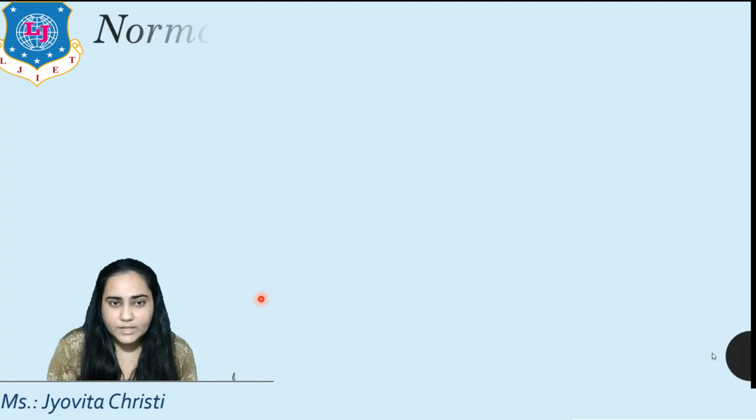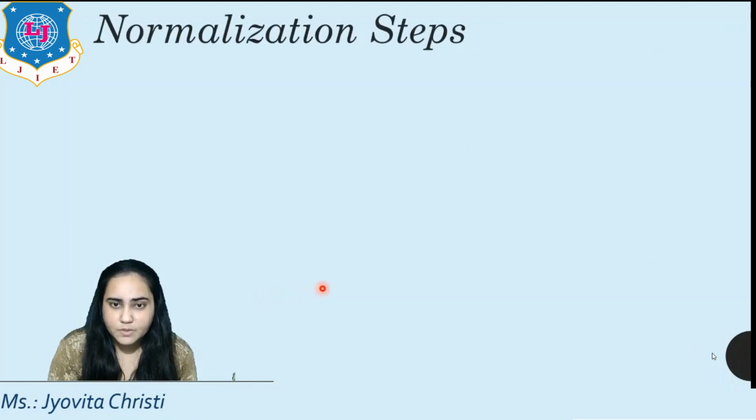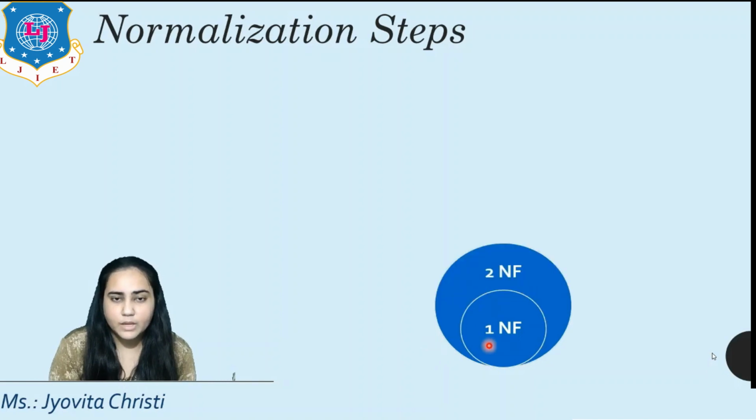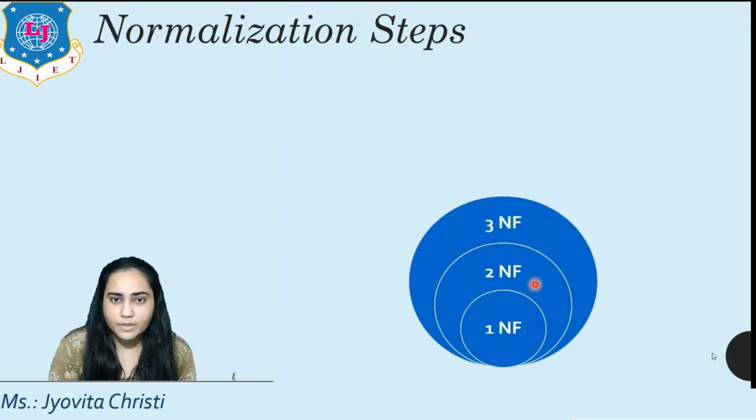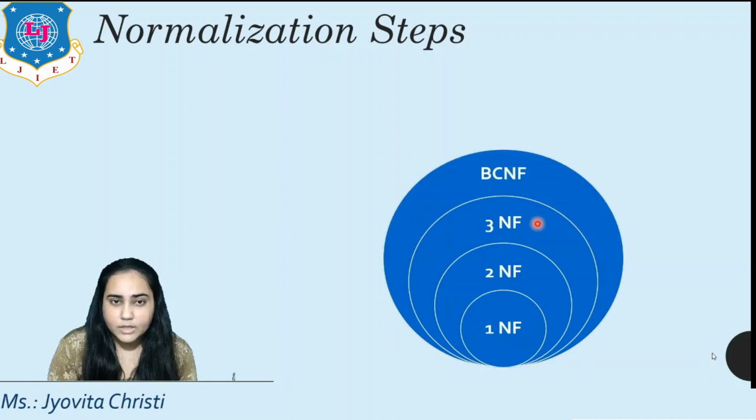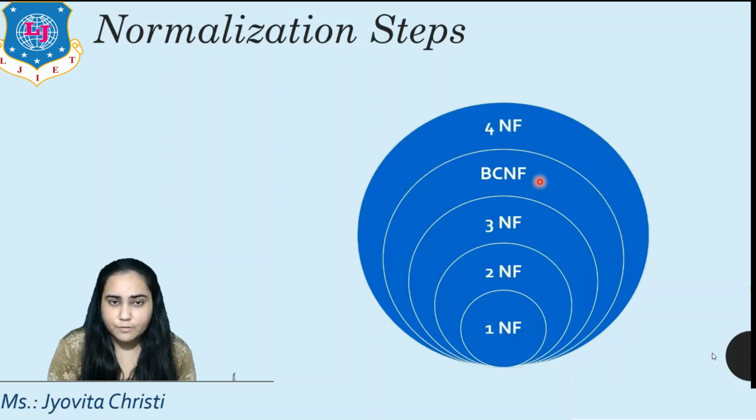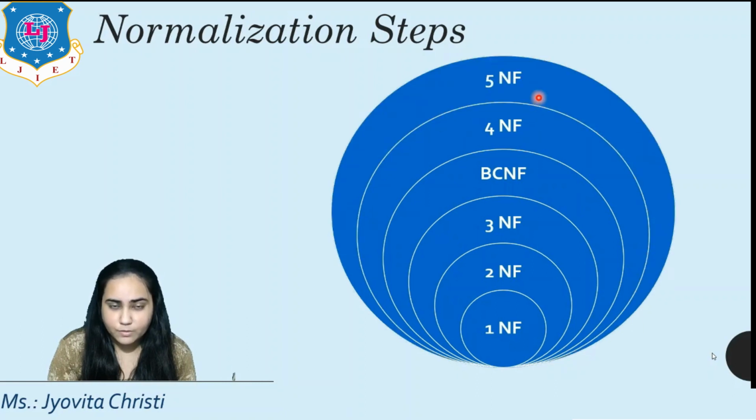Now normalization has several steps. The first step is 1NF, which is known as the first normal form. Then the next step is 2NF, the second normal form. Then we have 3NF, the third normal form. And then we have BCNF, the Boyce Codd normal form. Then we have 4NF, the fourth normal form. And finally 5NF, the fifth normal form.